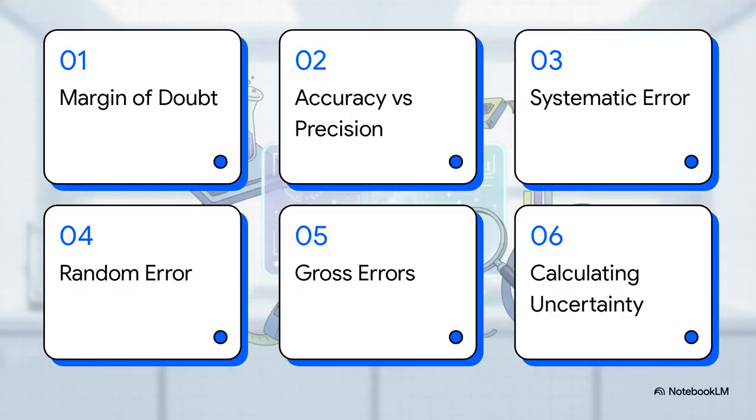So here's our game plan. We'll kick things off by defining uncertainty. Then we'll untangle accuracy from precision. After that, we're categorizing specific types of errors: systematic, random, and gross. And finally, we'll wrap up with exactly how to manage the whole shebang mathematically.